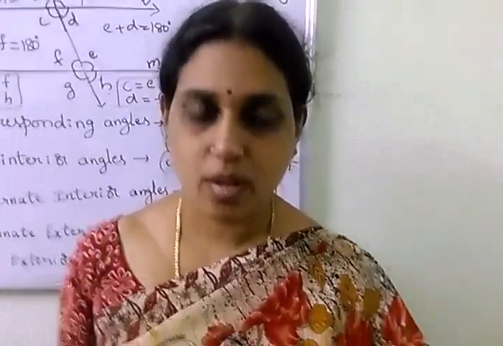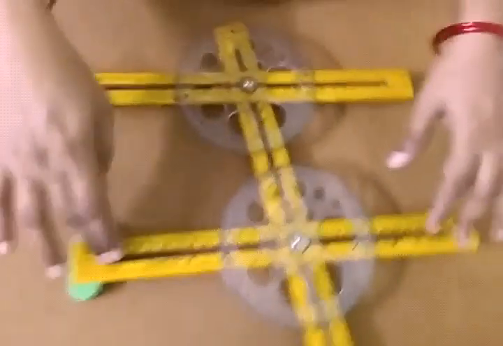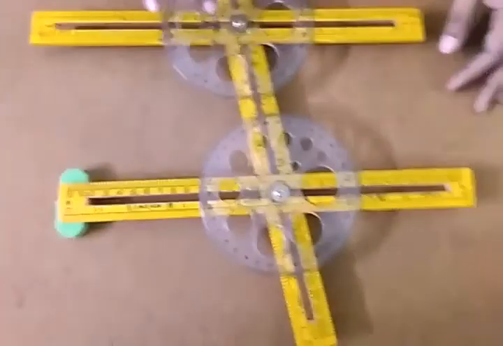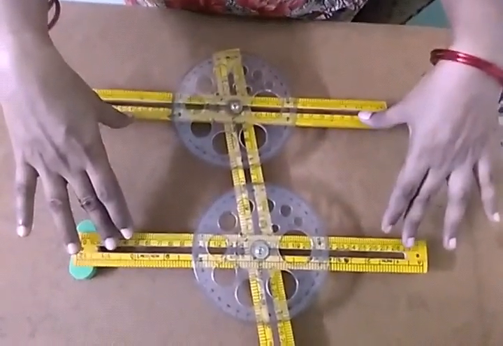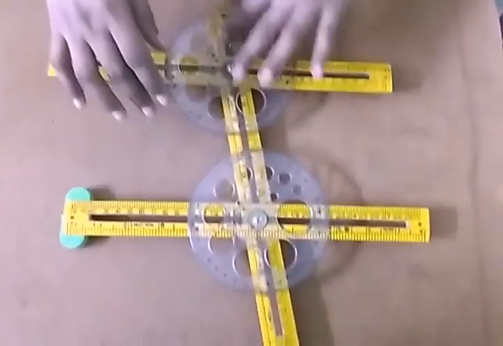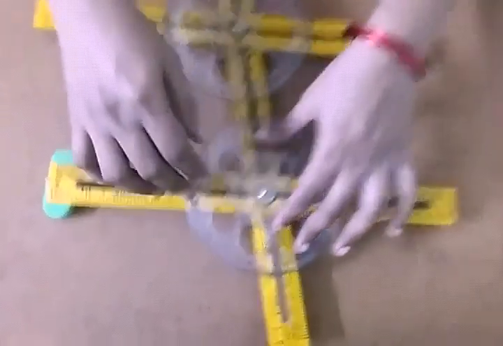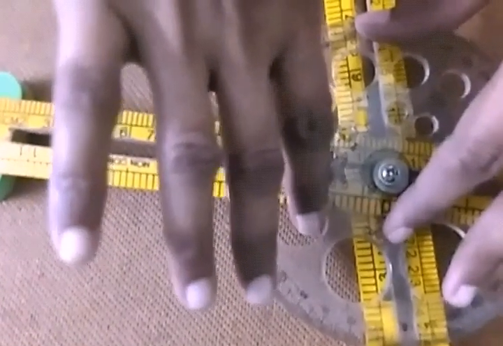Now I want to prove all these statements using this equipment. If you see here, these are the two lines and this is the transversal, and for parallel lines I adjusted these two as parallel lines. So this is a transversal for parallel lines. Here these two are corresponding angles. So here corresponding angles are equal or not, once we will see.